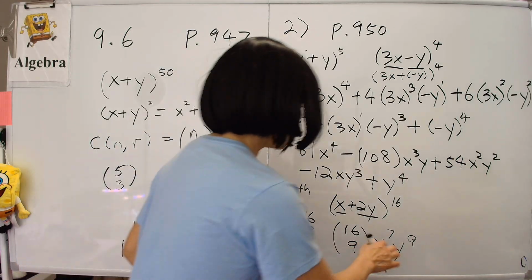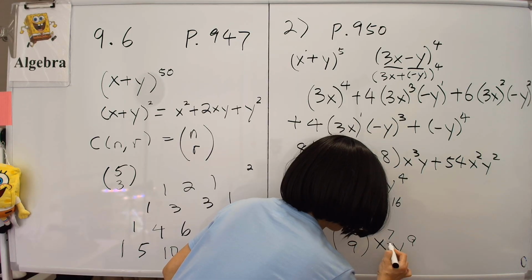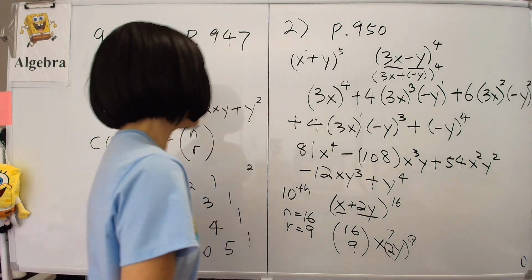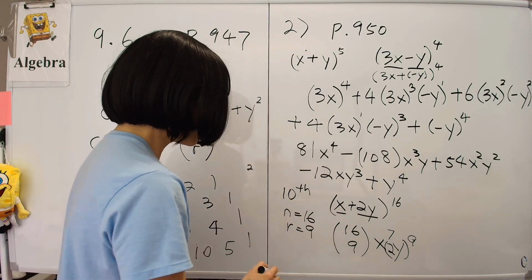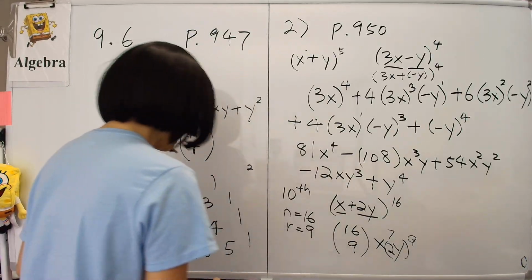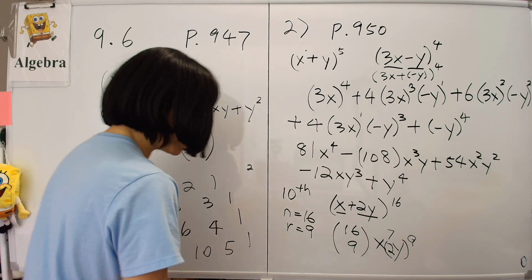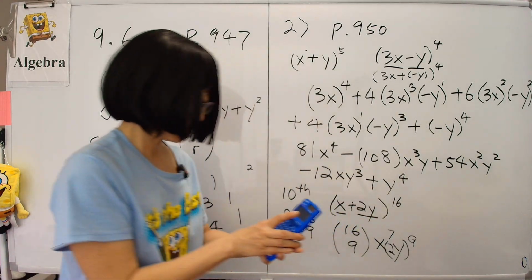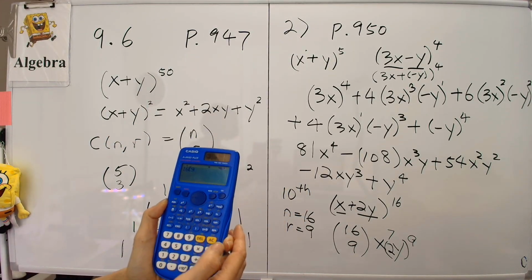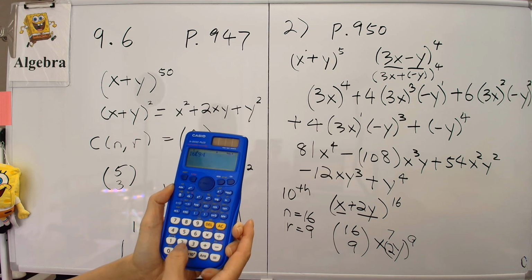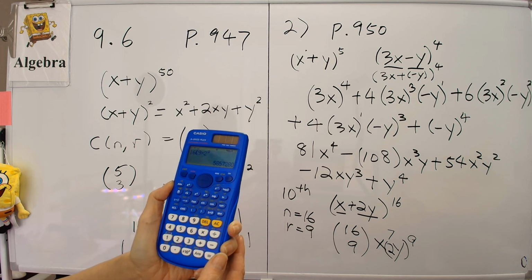So it's not just y to the power 9. It's 2y to the power 9. That's important. So what that means is the 16 choose 9, which is whatever I got here, has to be multiplied by 2 to the power 9, because both the 2 and the y are being raised to the power 9. So 16 choose 9 is fine, and then times 2 to the power 9.